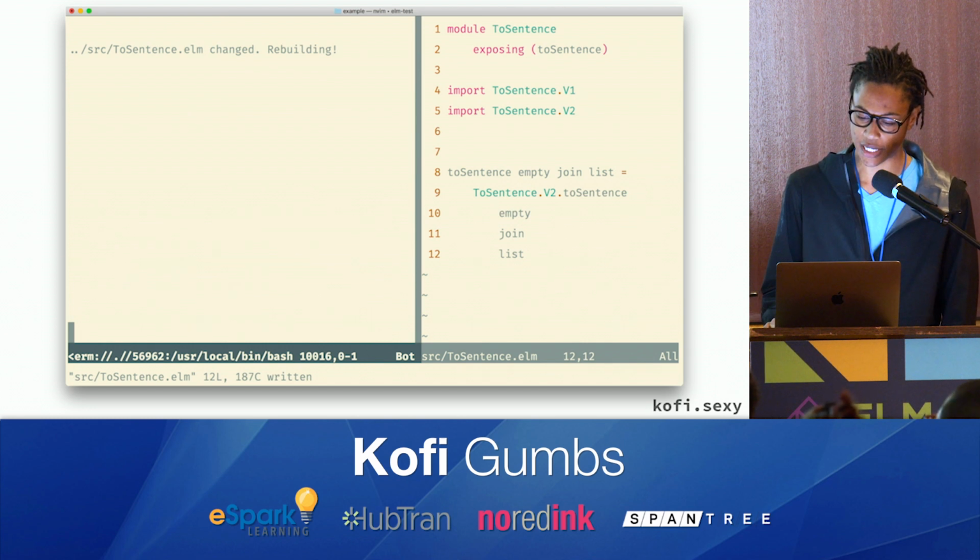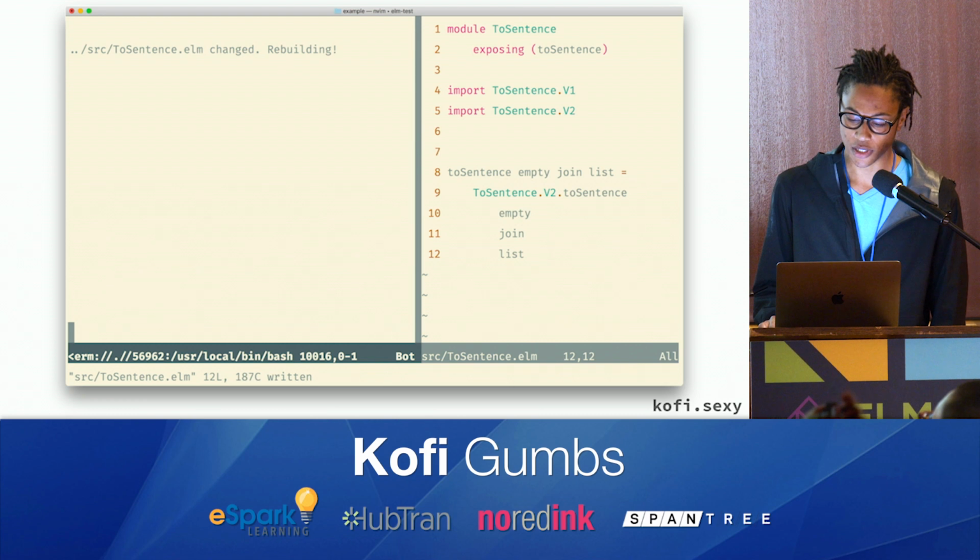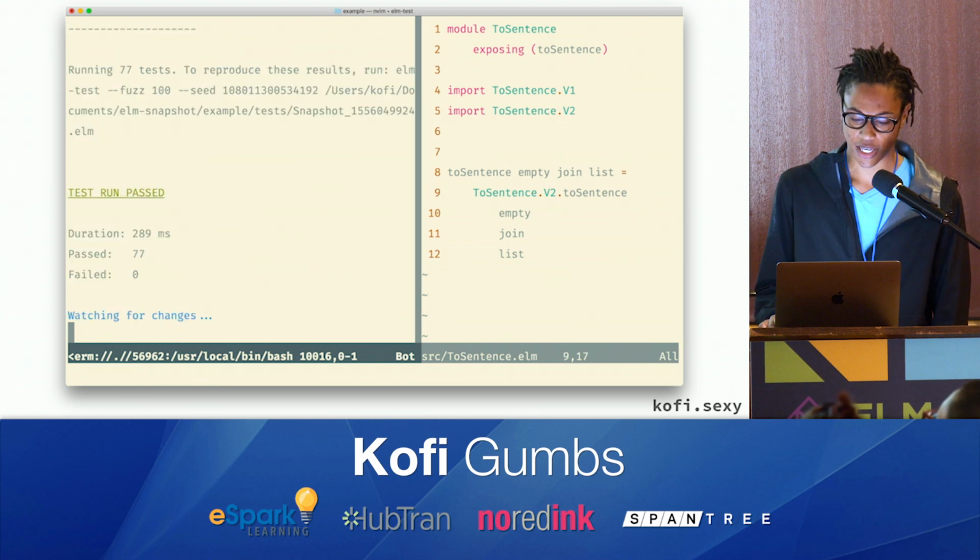So I'm going to go ahead and switch my source file to use the version of toSentence from toSentence v2, and Elm test rebuilds my project, and my tests pass, which is great. It gives me a lot more confidence that I didn't break anything at HubTran.